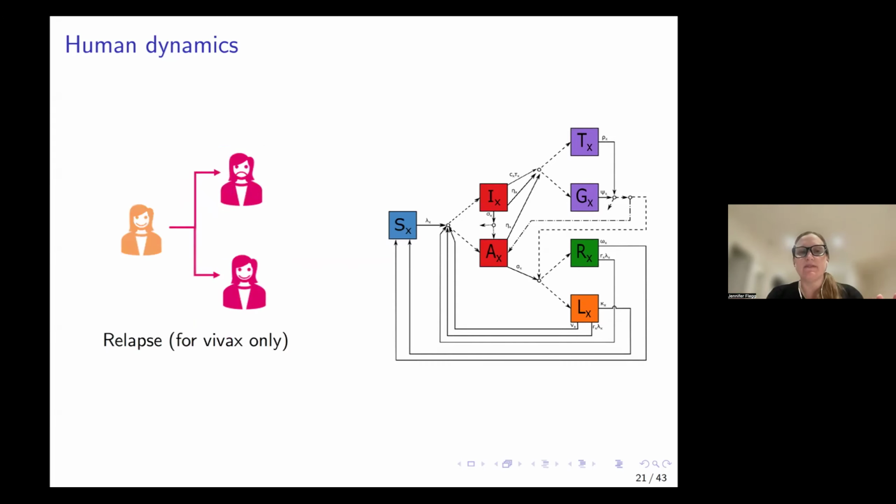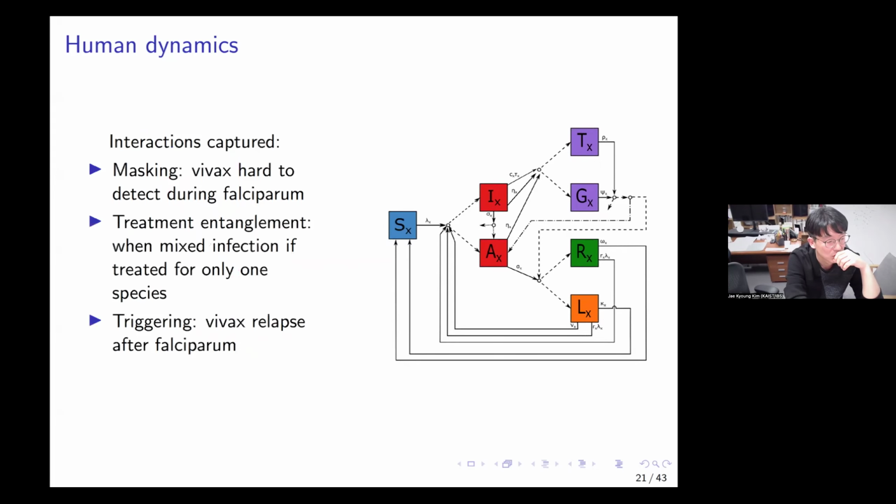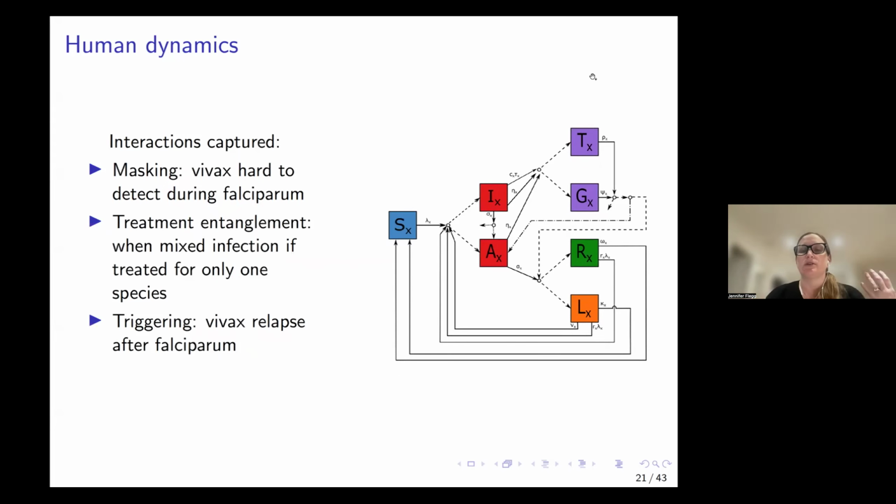And then only for Vivax, not for falciparum, you can, of course, relapse from those hypnozoites which are sleeping in your liver. And we wanted to consider, for each of the species, so for Vivax and falciparum, the compartment diagram on the right-hand side is repeated, but we wanted to consider important interactions between the species. And so the interactions that we've considered are these 3 on the left.